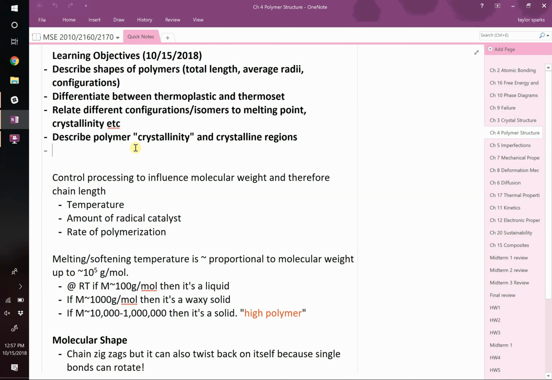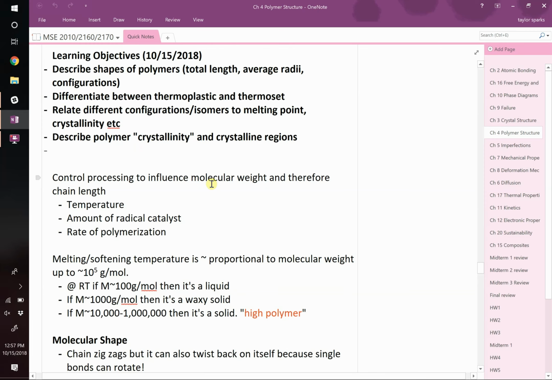Our objectives for the first part: we've talked about polymers a little bit, we've talked about side groups, we've talked about molecular weight, but we haven't really described the shape of these things. I keep on referring to them as spaghetti noodles, but we're going to talk about what exactly we mean by that. What size do they actually have when these things clump together? We're going to describe briefly the difference between a thermoplastic and a thermoset. We'll talk about different configurations and isomers and how those relate to properties. And then we'll even describe how polymers can actually be crystalline or partially crystalline.